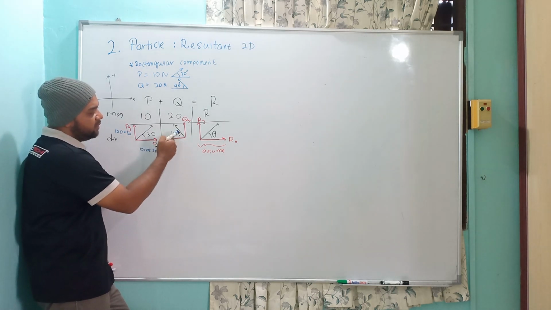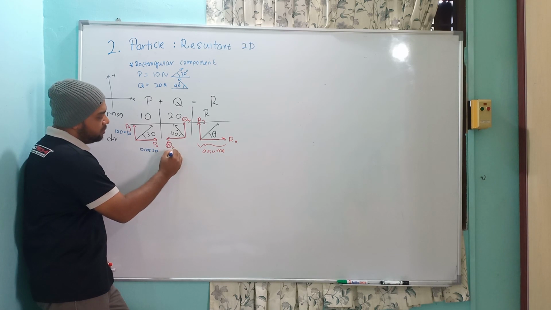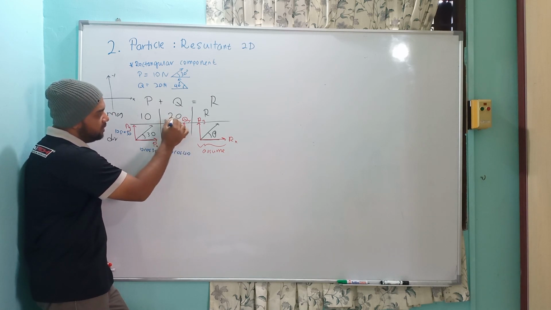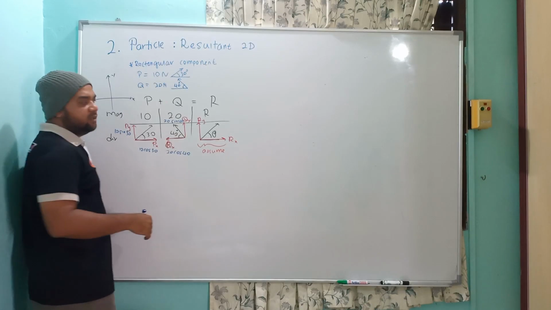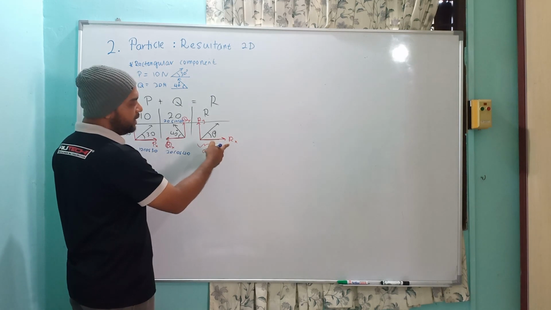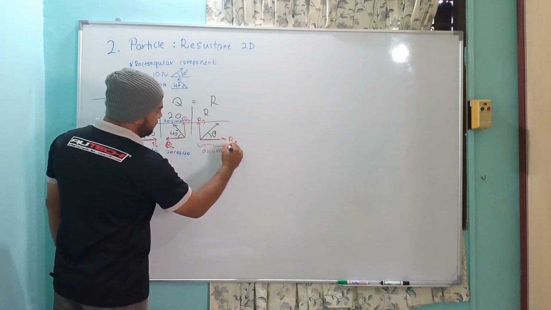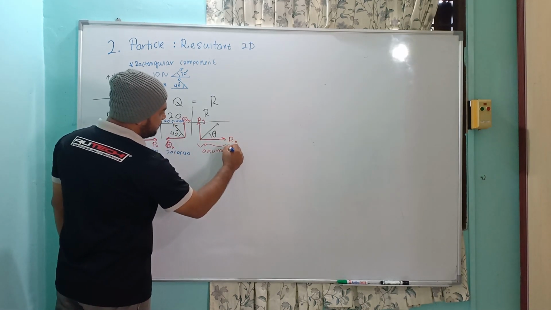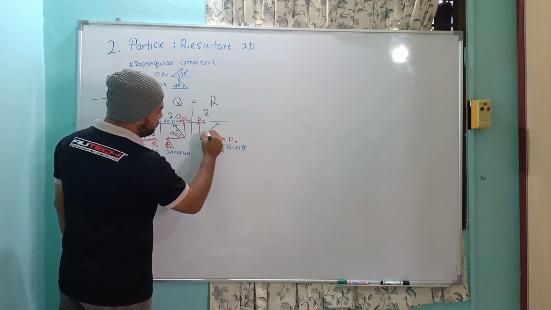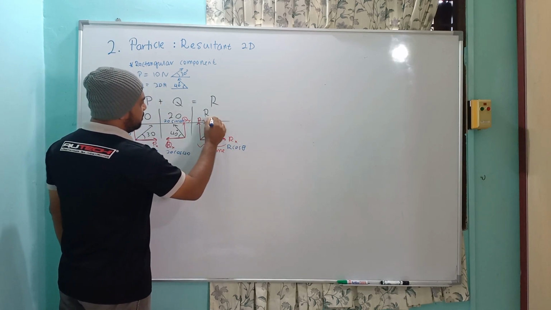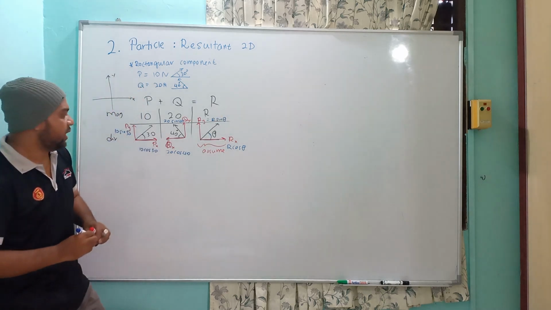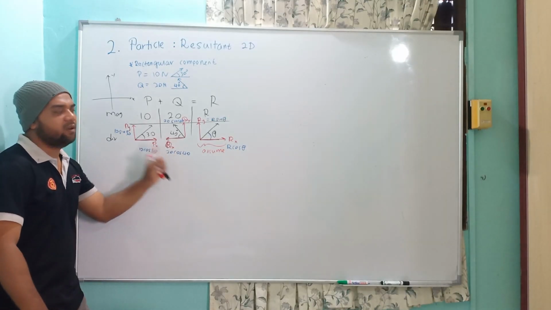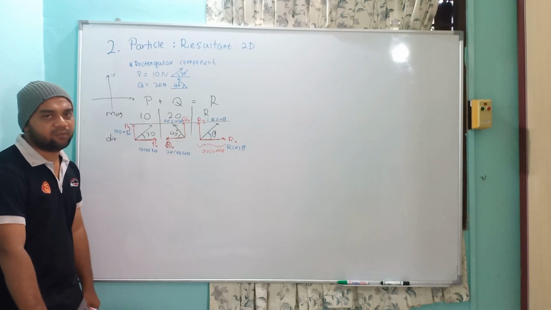Okay, I'm using the 40 degree. So this is 20 cos 40. This is 20 sin 40. Okay, for Rx and Ry, you can leave it here, or you can also write it as R cos theta and R sin theta, because we didn't know. Okay, now you have resolved and named all the forces into x and y direction.